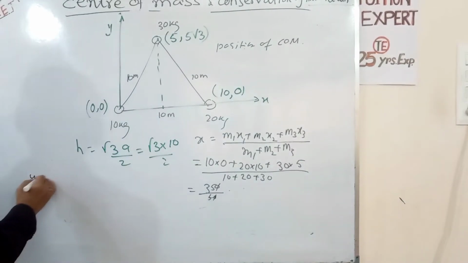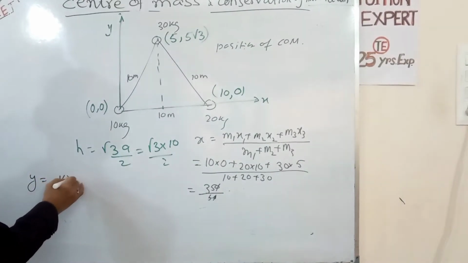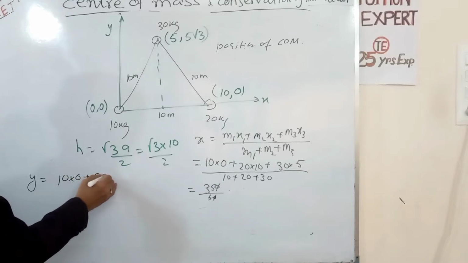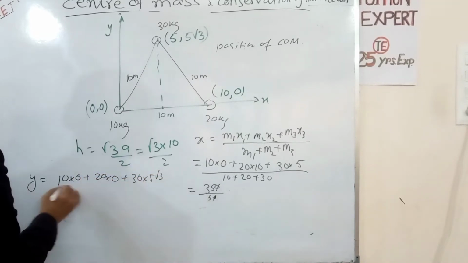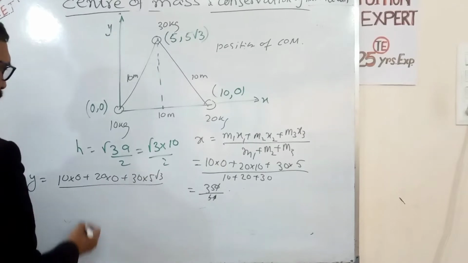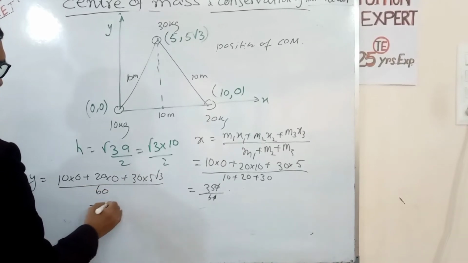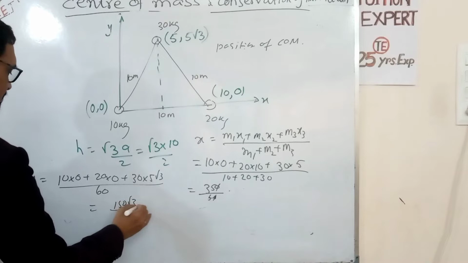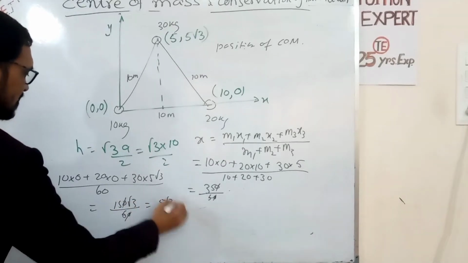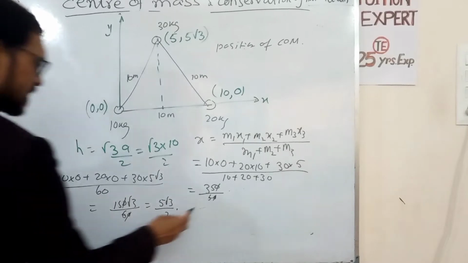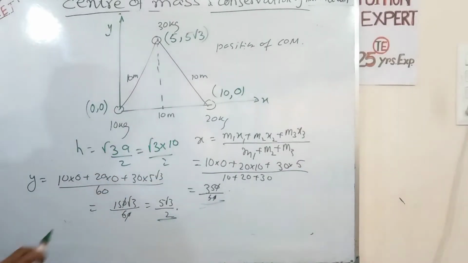Similarly, we get the y coordinate equal to m1, 10 into 0, plus m2, 20 into 0, plus m3, 30 into 5 root 3, divided by 60, that is 150 root 3 by 60. So this is the y coordinate. So we get the x coordinate and y coordinate in this way.